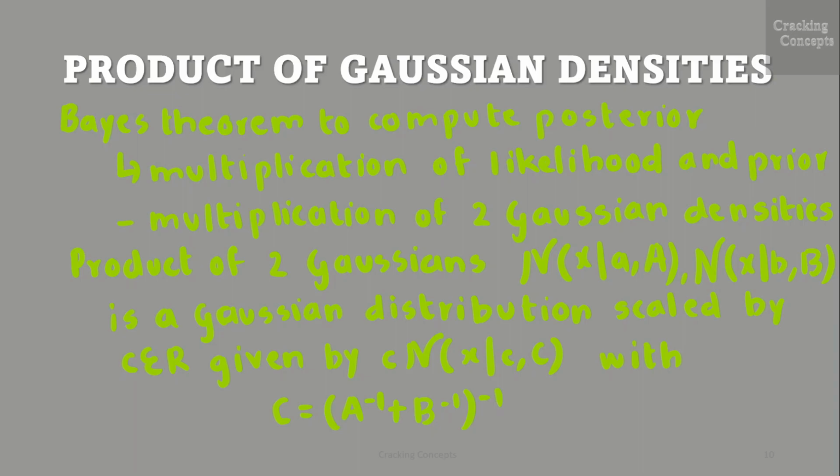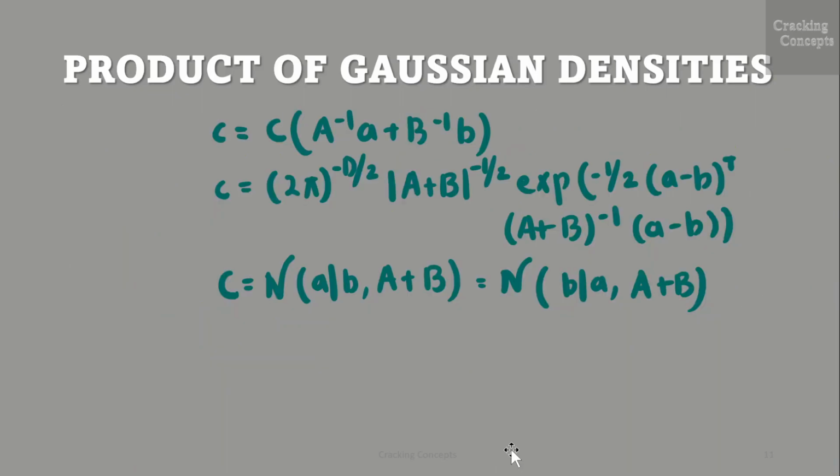Now the product of two Gaussians, which is a normal distribution with mean x given a, comma A, and another distribution x given b, comma B, is a Gaussian distribution that is scaled by a constant c, which is a real number, given by c into a normal distribution where mean is x given C, comma C, with C equal to A inverse plus B inverse, the whole inverse. This can be rewritten as small c equal to C into A inverse a plus B inverse b.